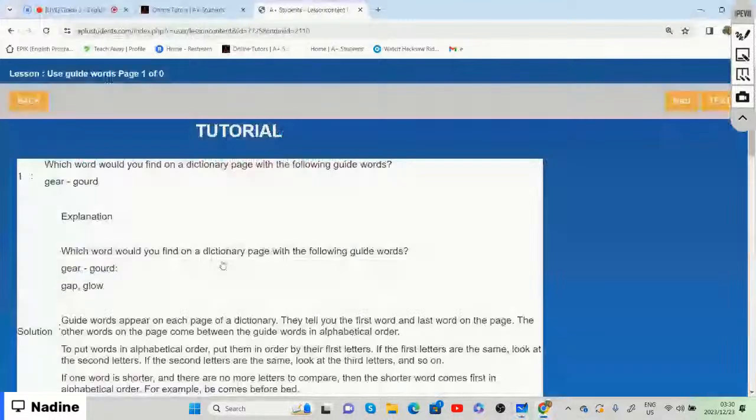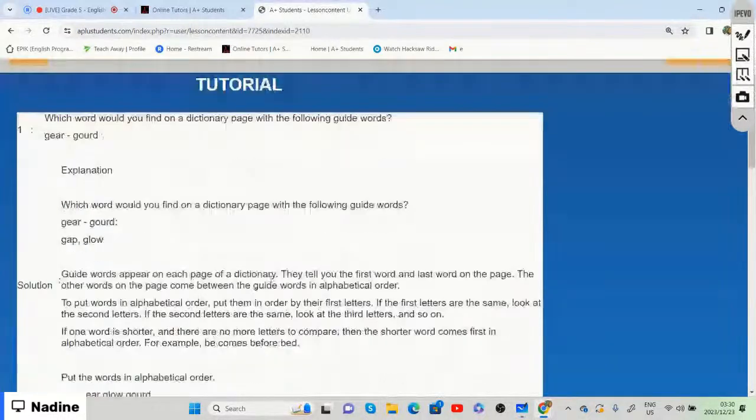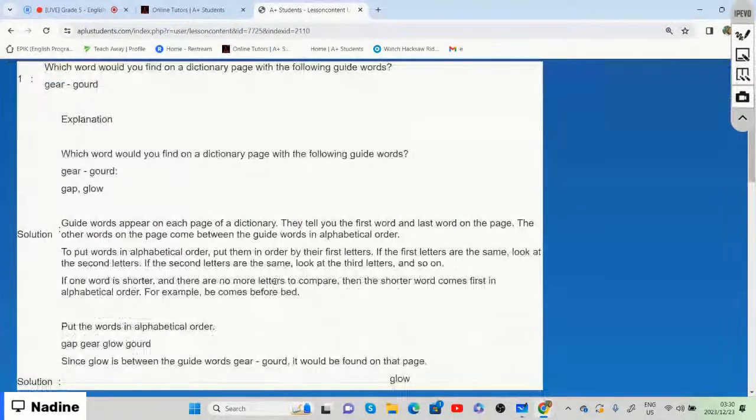So now we're going to use guide words, right? Guide words appear on each page of the dictionary. They tell you the first word as well as the last word on that specific page. And all the other words come in between the first word and the last word on that page, between the guide words, and they are in alphabetical order.